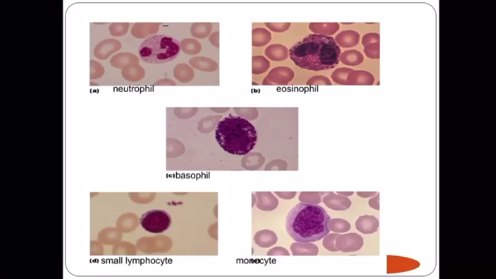So in the smear you can see first is a neutrophil having a multilobed nucleus and pink granular cytoplasm. Second is an eosinophil having a spectacle shaped nucleus and orange red refractile granules. Third is a basophil having large blue or black granules covering the nucleus. Next is a lymphocyte, a small lymphocyte, and last is a monocyte having greyish blue cytoplasm and a folded nucleus.